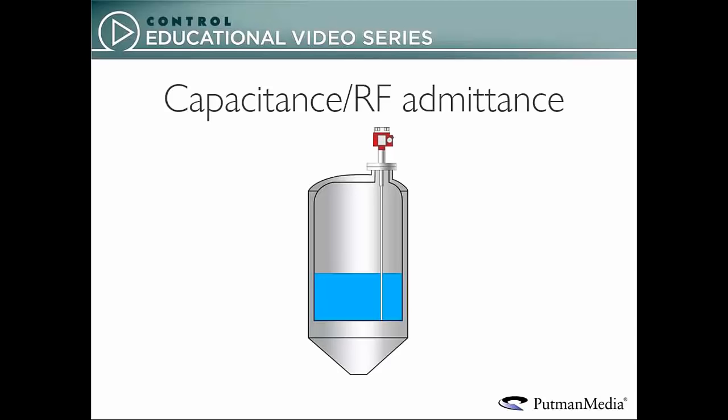Capacitance and RF admittance devices include both point-level switches and continuous gauges. They detect and measure changes in the electrical properties of the space between two electrodes. In the common application shown here, the electrodes are a long probe and the tank itself.